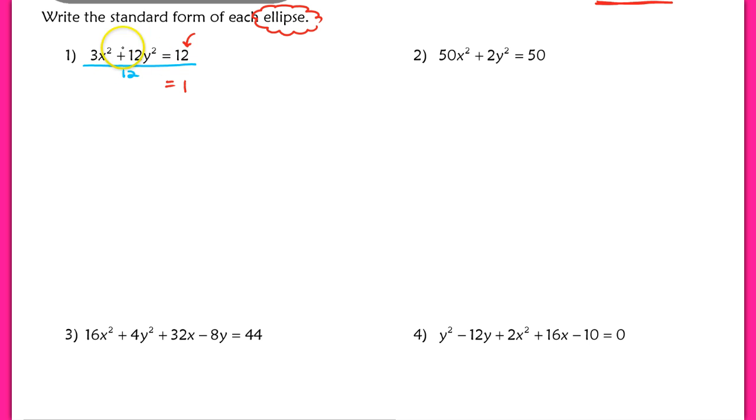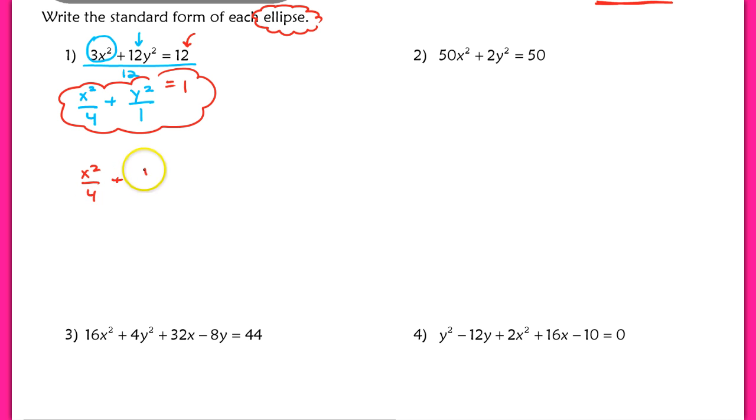Now, if I divide by 12, this term here turns into y squared over 1. And this term here, if I divide that by 12, turns into x squared over 4. So right away, I've already turned this into its standard form. I have x squared divided by 4 plus y squared divided by 1 equaling 1. In other words, r sub x will equal 2 and r sub y would equal 1 here.